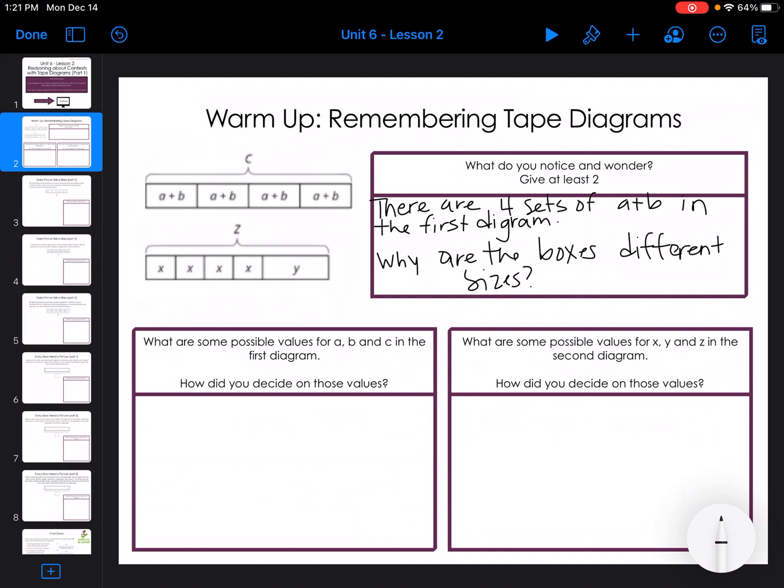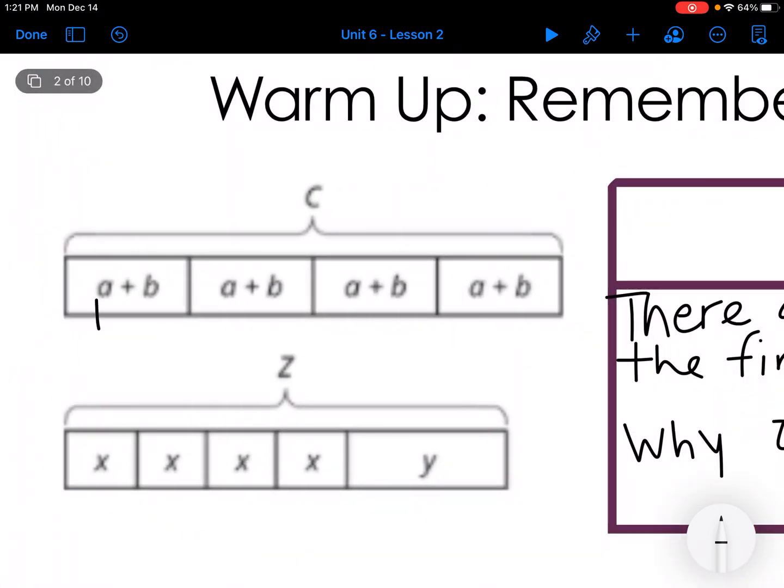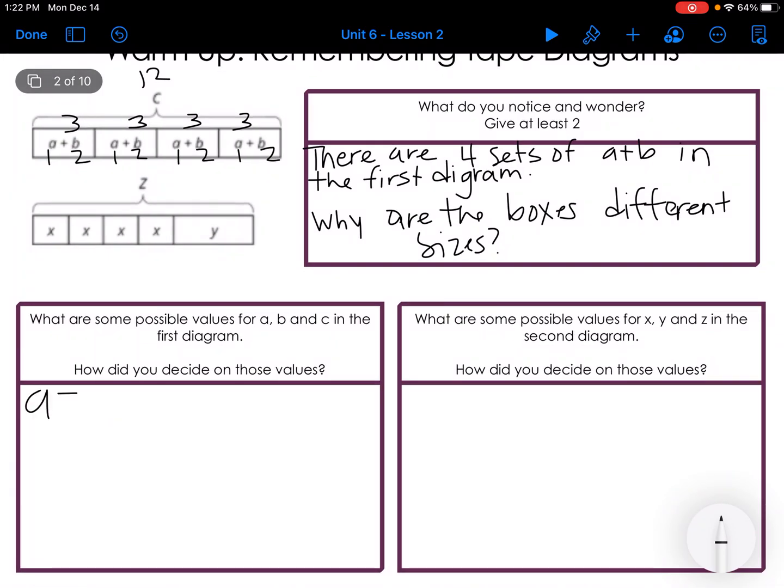Okay, so what are some possible values for A, B, and C in the first diagram? How did you decide on those values? Well, let's keep it small. So if I make A 1 and B 2, I don't want to make these numbers huge. So that makes each box 3. So that would mean that C would be 12. So A is 1, B is 2, and C is 12.